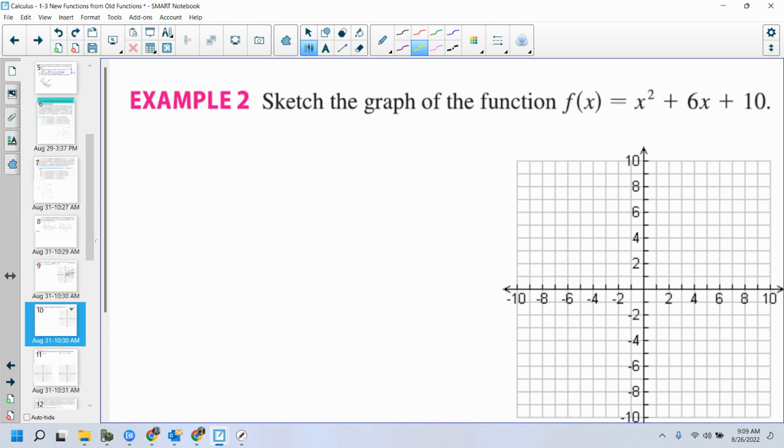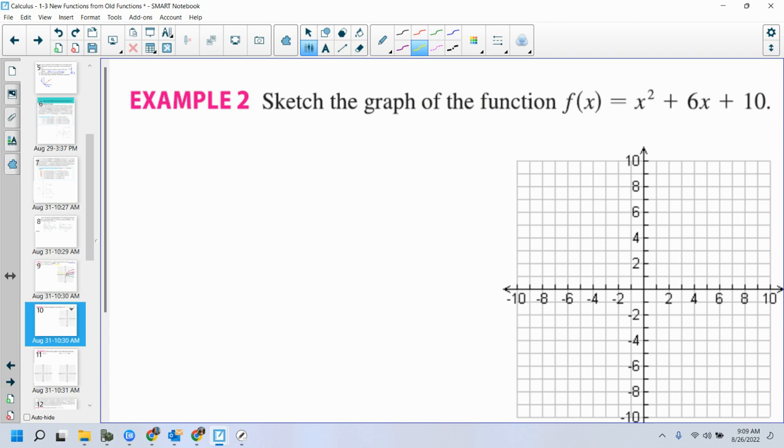Taking a look here, if you tried to find the zeros, they would not exist. Why? Because if I take b squared minus 4ac, 36 minus 4 times 1 times 10, that's 36 minus 40. It gives me a negative number. So that means this does not cross the x-axis. Those zeros would be non-real.